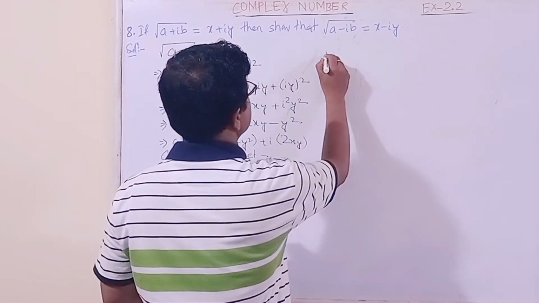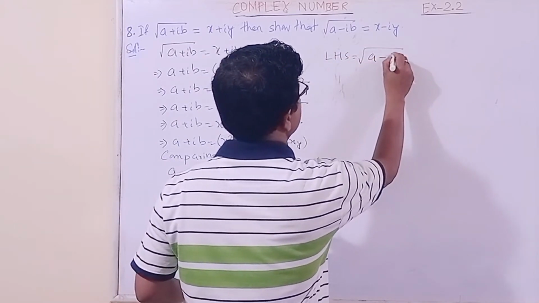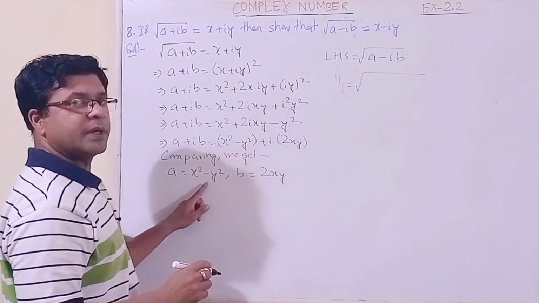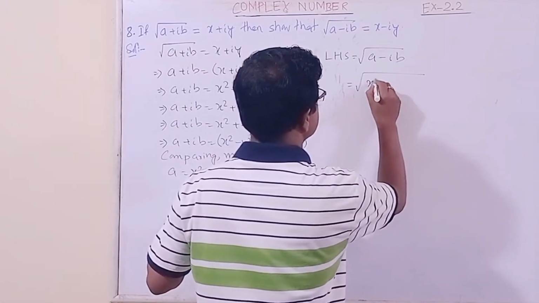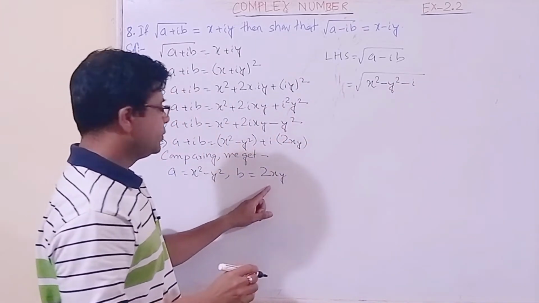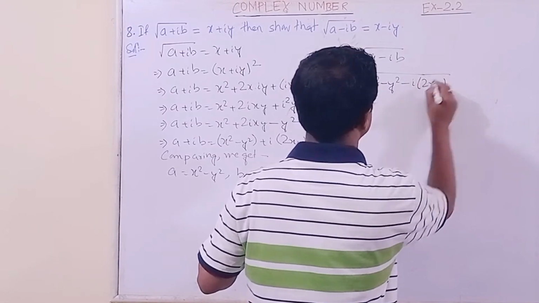So here let us take left hand side. Square root of a minus ib. What is a? x square minus y square. x square minus y square minus i. What is b? 2xy. 2xy. Now let us just arrange.